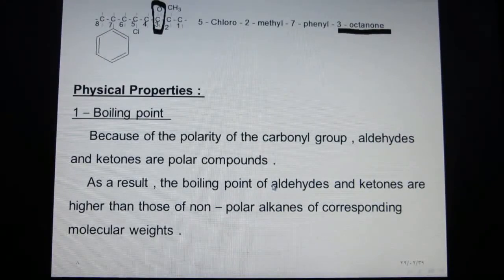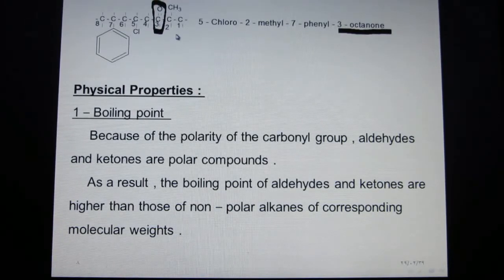Okay, look at this compound. This is the longest chain which contains the carbonyl group. Now we must number the chain. If we number from here, it will be 1, 2, 3. But if we start numbering from here, it will be 1, 2, 3, 4, 5, 6. So 3 or 6? No, 3, this is the way we must number the compound.